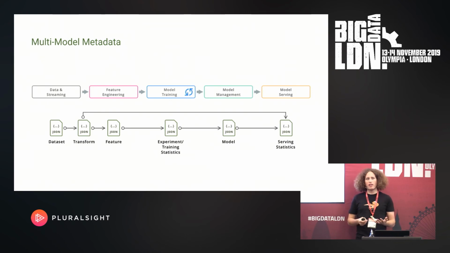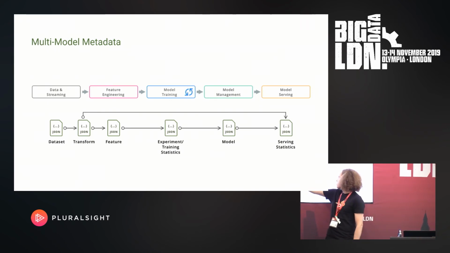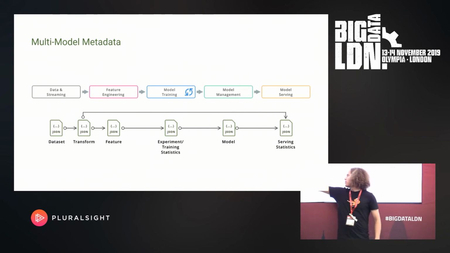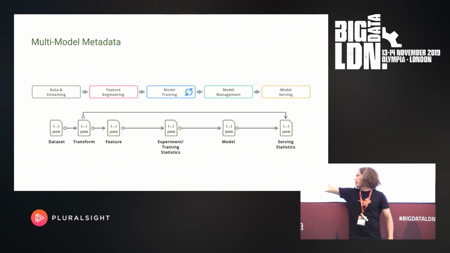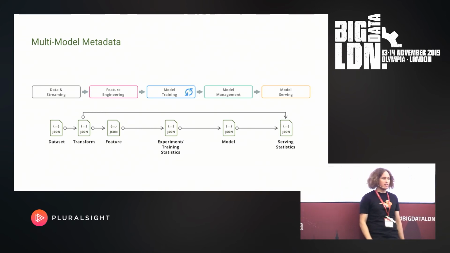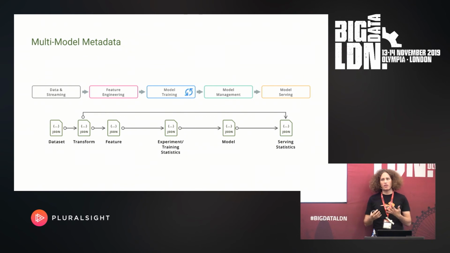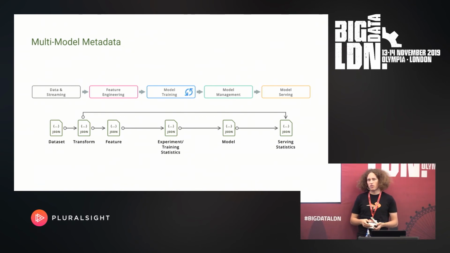But on the other hand, we need the connections in between. We need to know this experiment was run with those features, this feature was formed by those transformations from those data sets, and so on and so on. So we actually wanted to form some kind of graph across all of that.